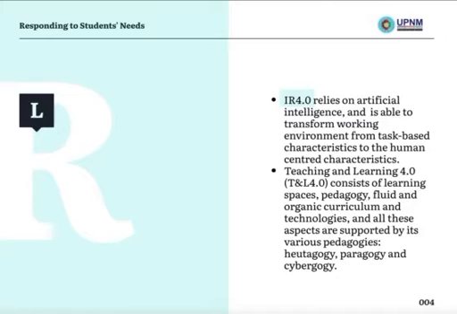Basically IR 4.0 relies on artificial intelligence, and it is able to transform a working environment from task-based characteristics to human-centered characteristics. And for Malaysia, the Ministry of Higher Education has proposed a teaching and learning 4.0 model, which consists of learning spaces, pedagogy, and fluid and organic curriculum technologies. These aspects are supported by various pedagogies that we have.